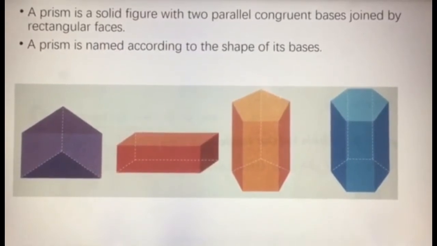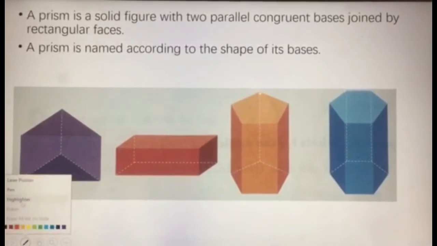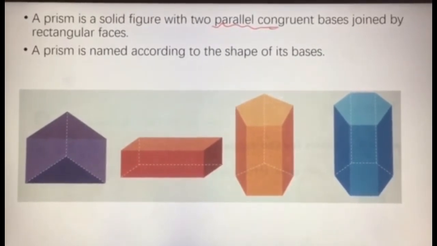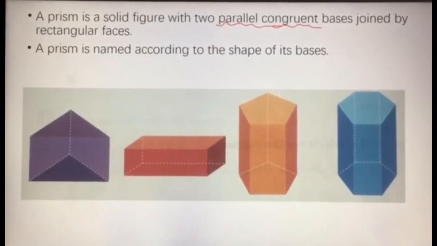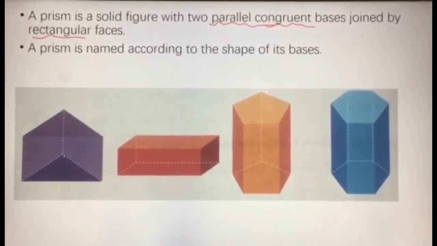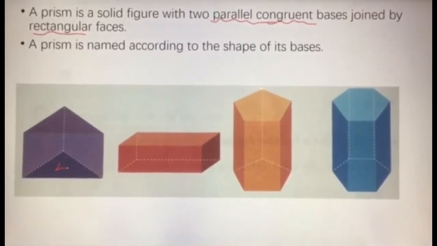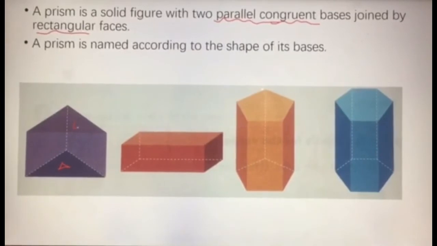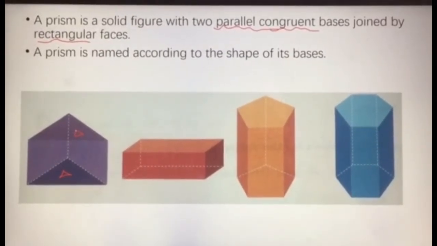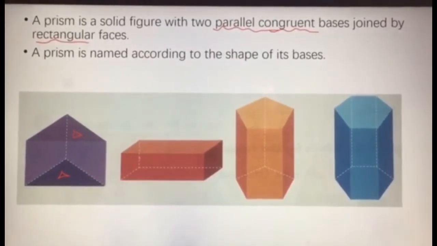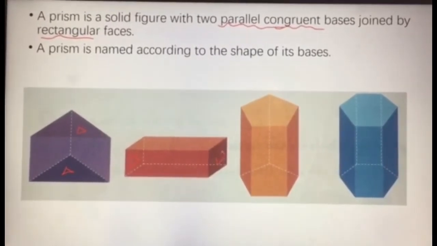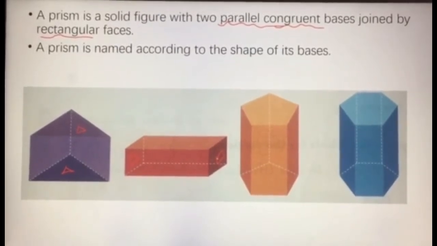Now let's look at what a prism is. Here it says a prism is a solid figure with two parallel and congruent bases joined by rectangular faces. In this prism, the two parallel and congruent bases are the triangle in the front and the triangle at the back. These two triangles are congruent, means they're the same, and they're parallel, means they will never meet each other. In this prism, there is a rectangle here, a rectangle here. These two rectangles are congruent and parallel.